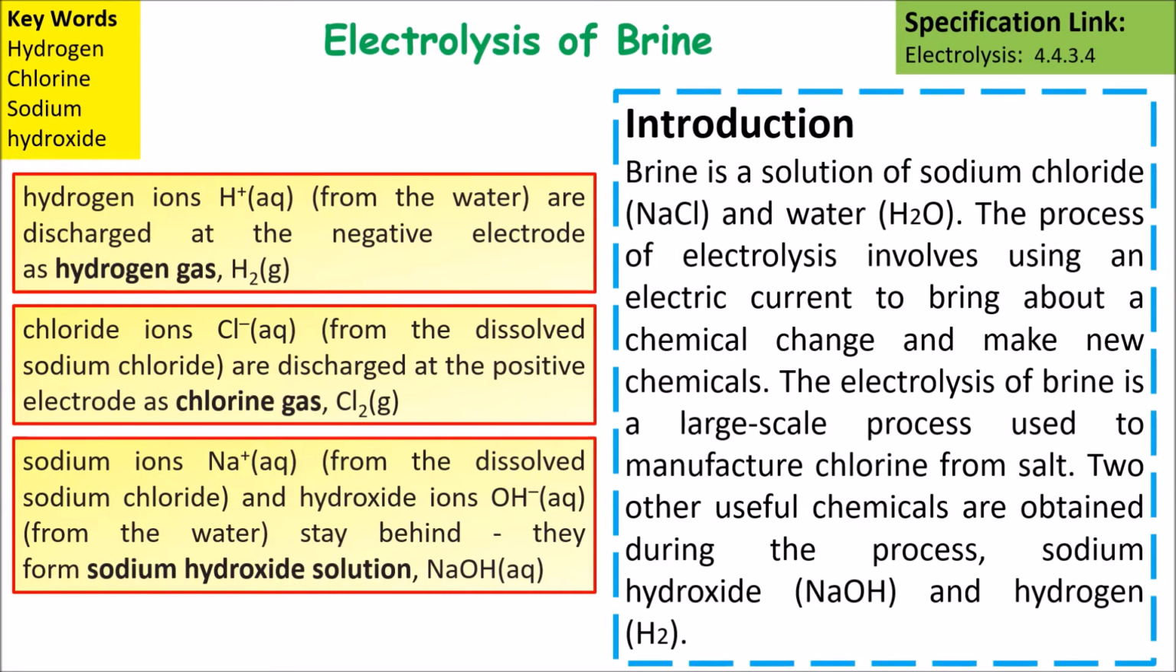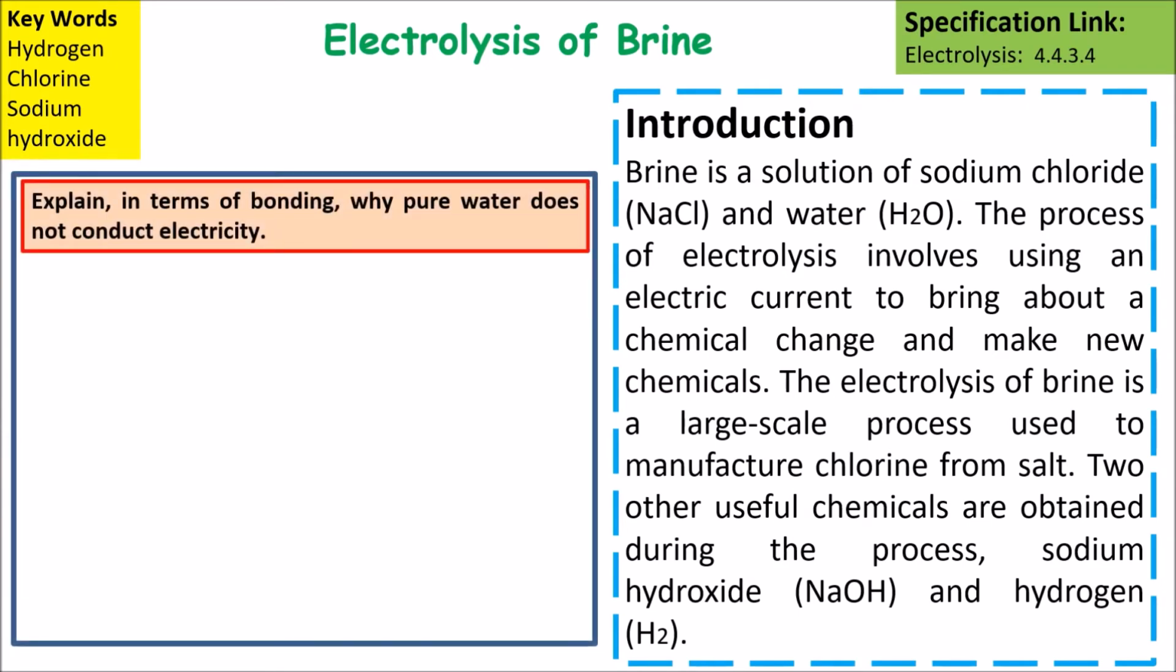So brine is a solution of sodium chloride and water. The process of electrolysis involves passing a current through it to break it up into different substances. Hydrogen ions are discharged at the negative electrode because they're positively charged. Chloride ions are discharged at the positive electrode as chlorine gas. And sodium ions and hydroxide ions are left behind in solution to form sodium hydroxide.